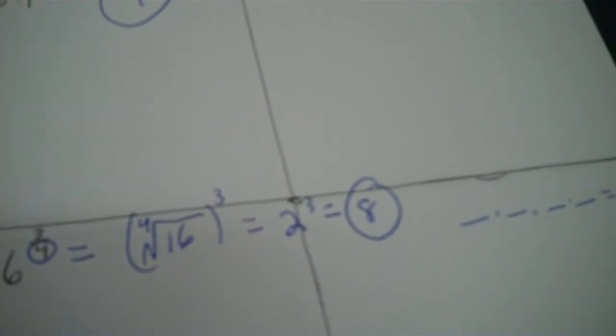Okay, it's 2, and then it's 2 to the third power. So we have to take 2 times 2 times 2, and that equals 8. So 16 to the 3/4 power equals 8. That's how you handle a fractional exponent, also known as a rational exponent: make the bottom into a root.